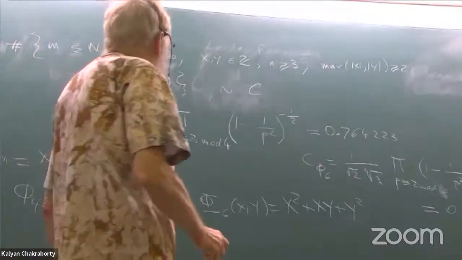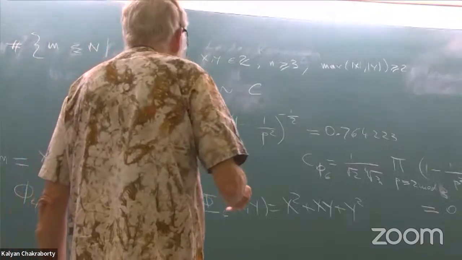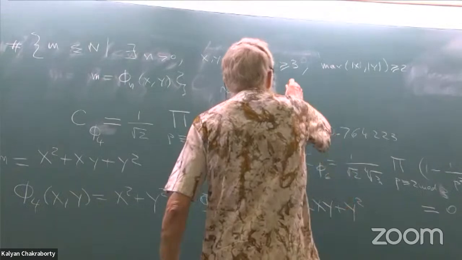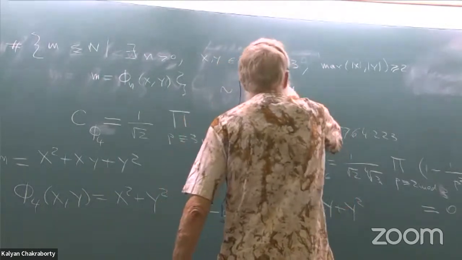I think I took the integers which are represented by some form phi n. Okay. So the result is that this is equivalent to a constant times n divided by the square root of log n.